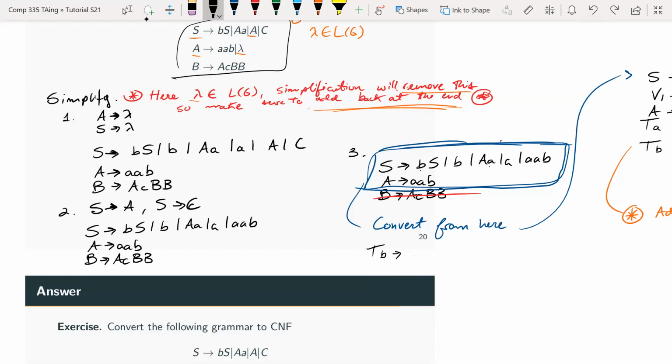Right. So we have this grammar in blue, and we want to convert it to CNF. So what we first need to do is create terminal variables. So TB gives me B, and TA gives me A, right? But then I replace all of the terminals by those variables. So TB, TA, TB. So I'm very lazy and I'm just doing it here.